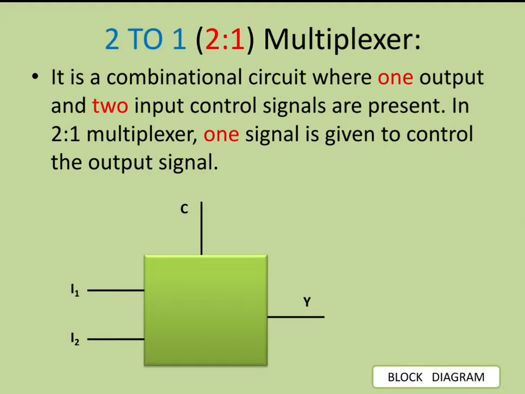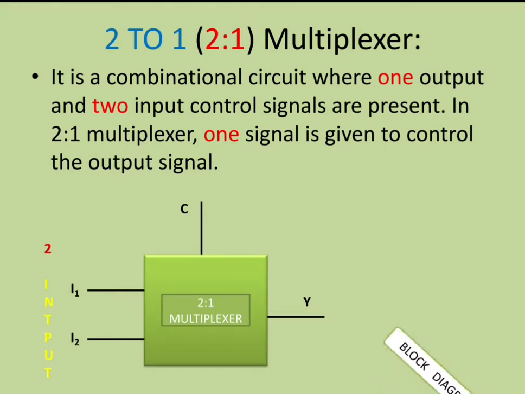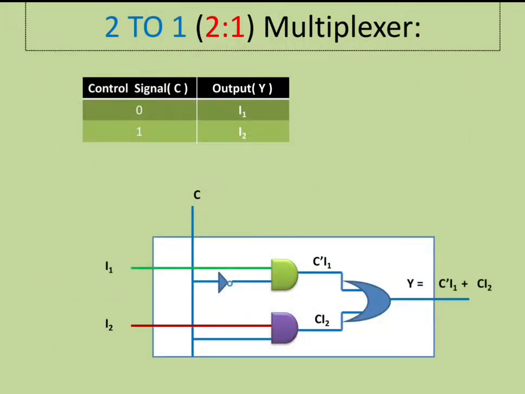And we are having only one output. That's why it is known as 2:1 multiplexer: 2 inputs, 1 output and 1 control signal. And see, you are having one truth table in front of you. If you are providing 0, then you are getting input 1 as output. And when the signal is 1, then you are getting input 2 as output.